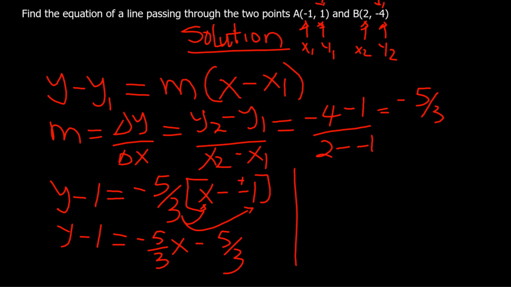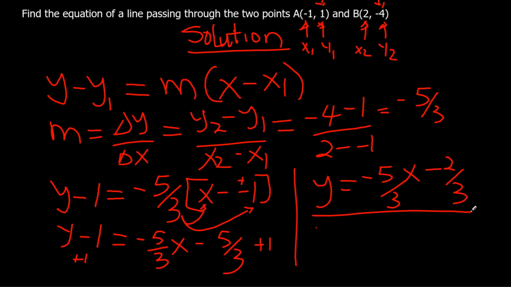So since we have this, we can add 1 on both sides, so that we have y is equal to -5 over 3 x. So if we want to solve this, we have 3 times 1, which is 3. So we have -5 plus 3 is -2, all this divided by 3. Yeah, -2 over 3. So this is our equation, the equation of the line.